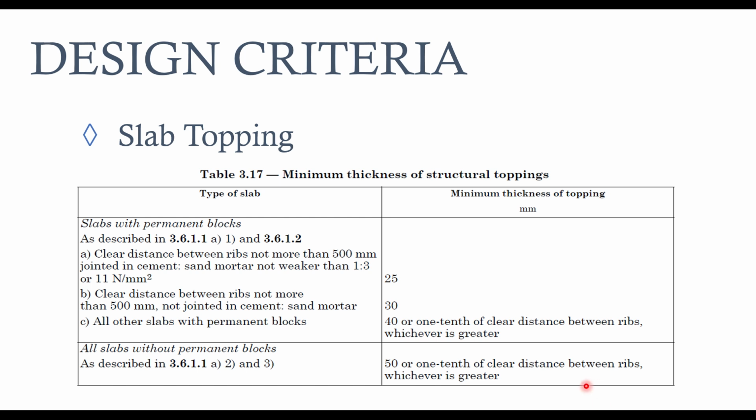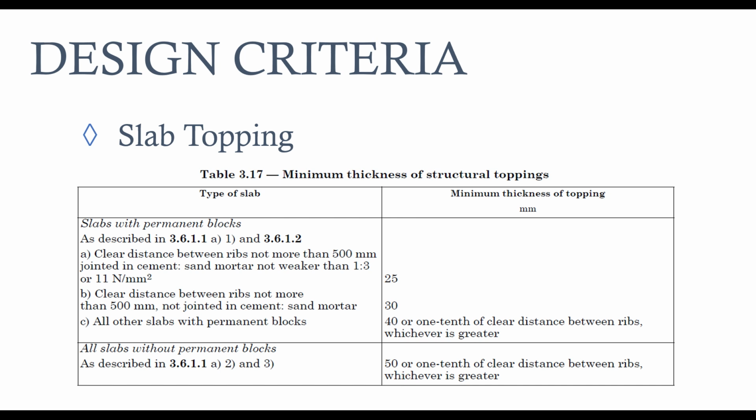So based on the code, you can either have 25 mm thick, 30 mm thick, from 35 to 50 whenever your topping is not contributing to the strength. So you can have a topping from 25 to 50. When you have a slab without permanent blocks, then the minimum thickness you can use is 50 millimeters. So that is why in the previous slide you see that there is no permanent block in the rib slab. The minimum thickness of your topping slab is 50 mm.